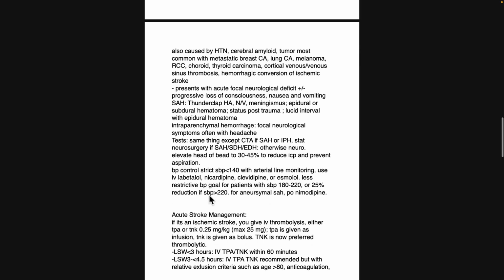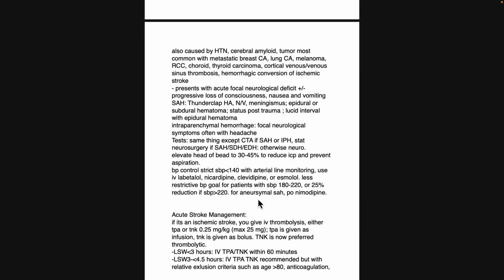Next thing is blood pressure control is very strict in hemorrhagic stroke. You want to keep the blood pressure less than 140 with arterial line monitoring. Use IV labetalol, nicardipine, clevidipine, or esmolol. You use a less restrictive blood pressure goal for patients with systolic blood pressure at their baseline of 180 to 220, or a 25% reduction if systolic blood pressure is greater than 220.